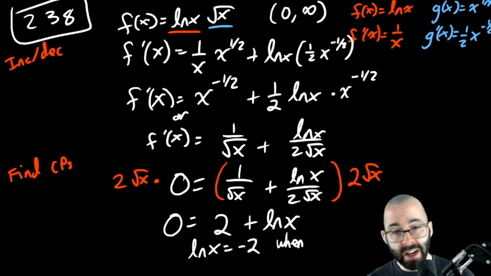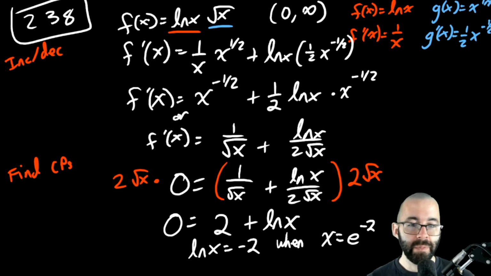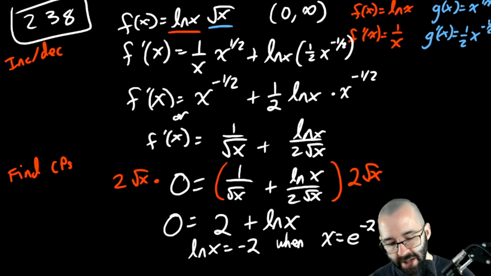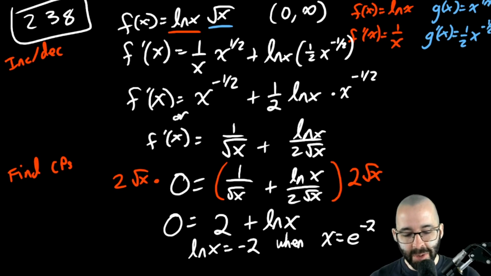Convert it to exponential form. This is in logarithmic form. That's going to be when x equals e to the negative 2. Or you can approximate it. This is our only critical point. Messy function, but at least not a lot of critical points.